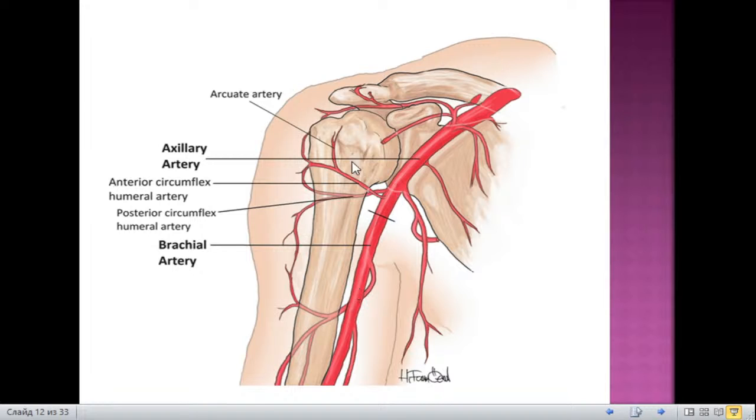Now, we also have some anastomoses around the surgical neck of the humerus. So, what are these anastomoses?